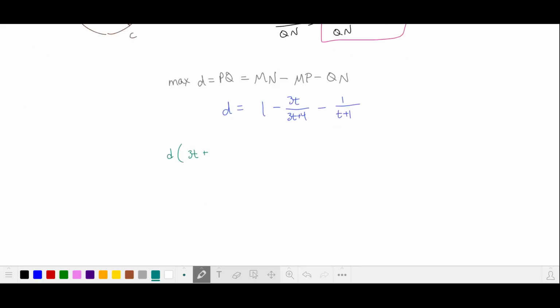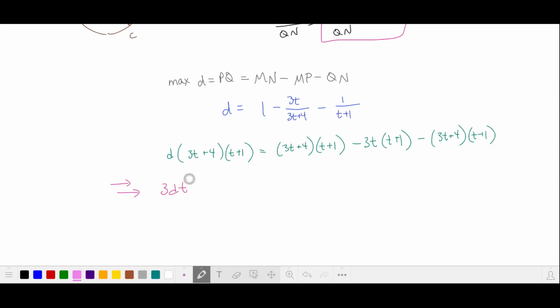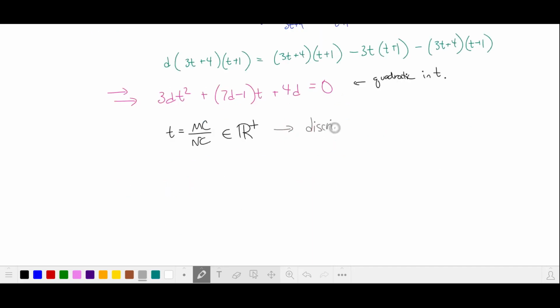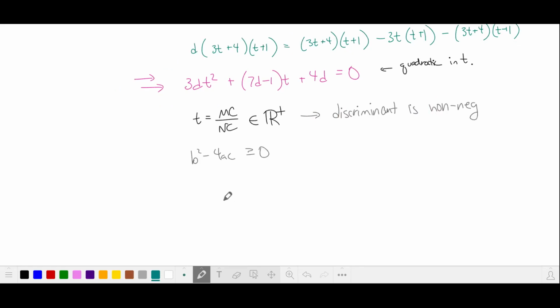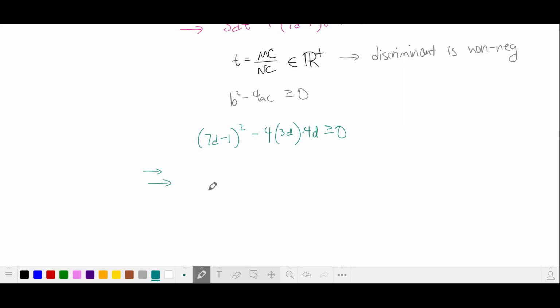Now we'll multiply by the denominators and combine like terms and write it as a quadratic in t. So we'll end up with 3d t squared. The coefficient of t is 7d minus 1, and our constant is 4 times d, and this is equal to 0. Recall that t is the ratio of these distances, so it's a positive real number. If this is true, then the discriminant of the quadratic above is non-negative. So let's substitute for b squared minus 4ac. We'll expand this out and combine like terms, and you should end up with d squared minus 14d plus 1 is greater than or equal to 0.